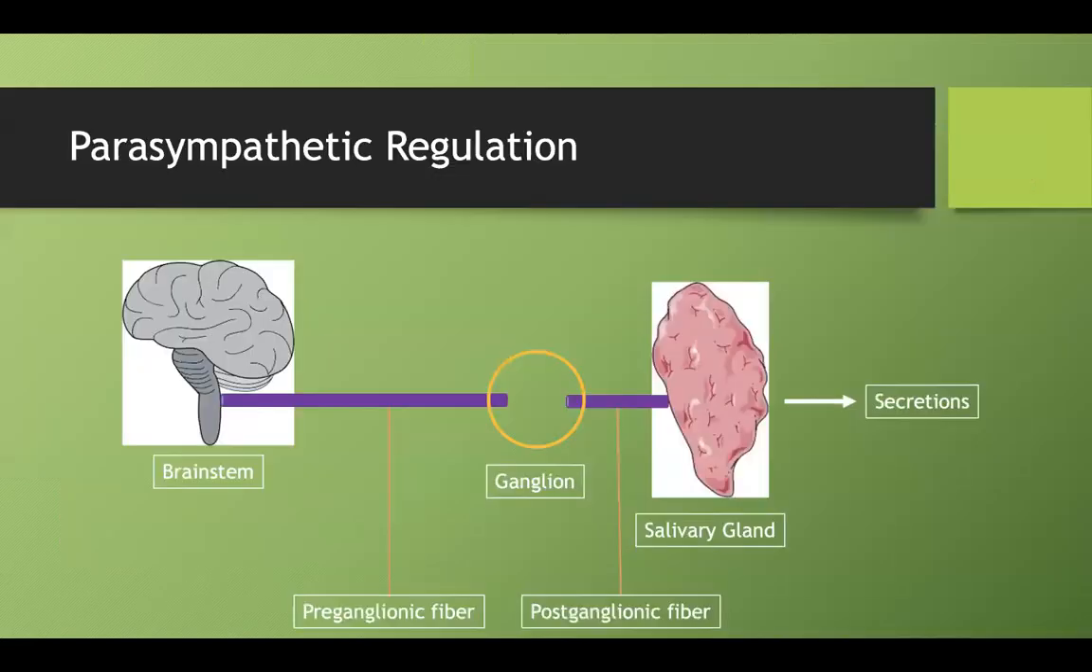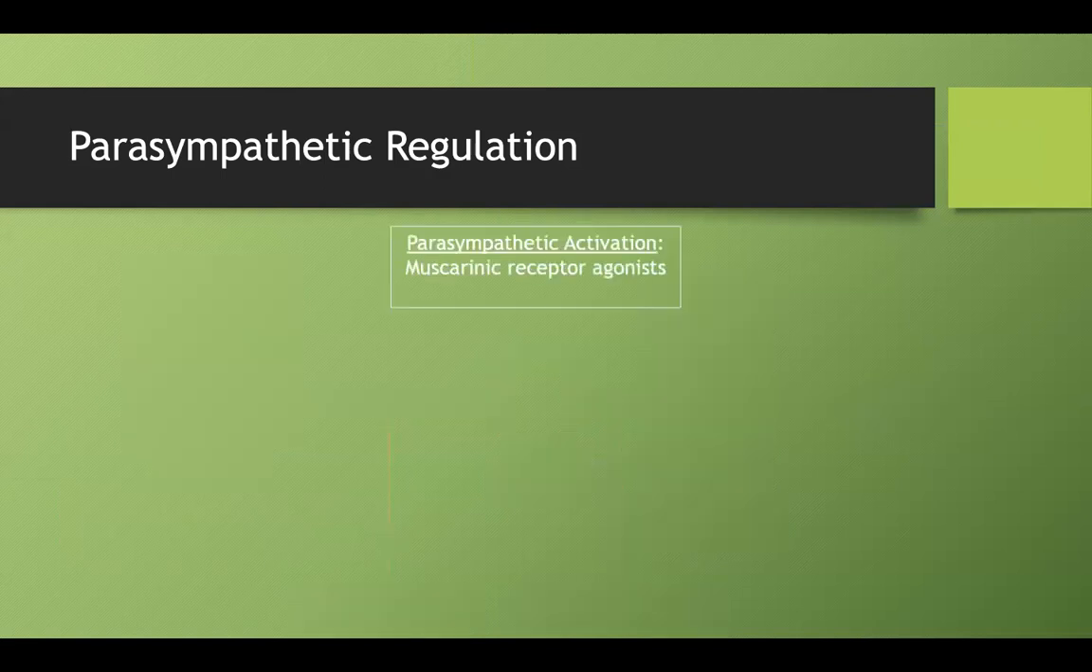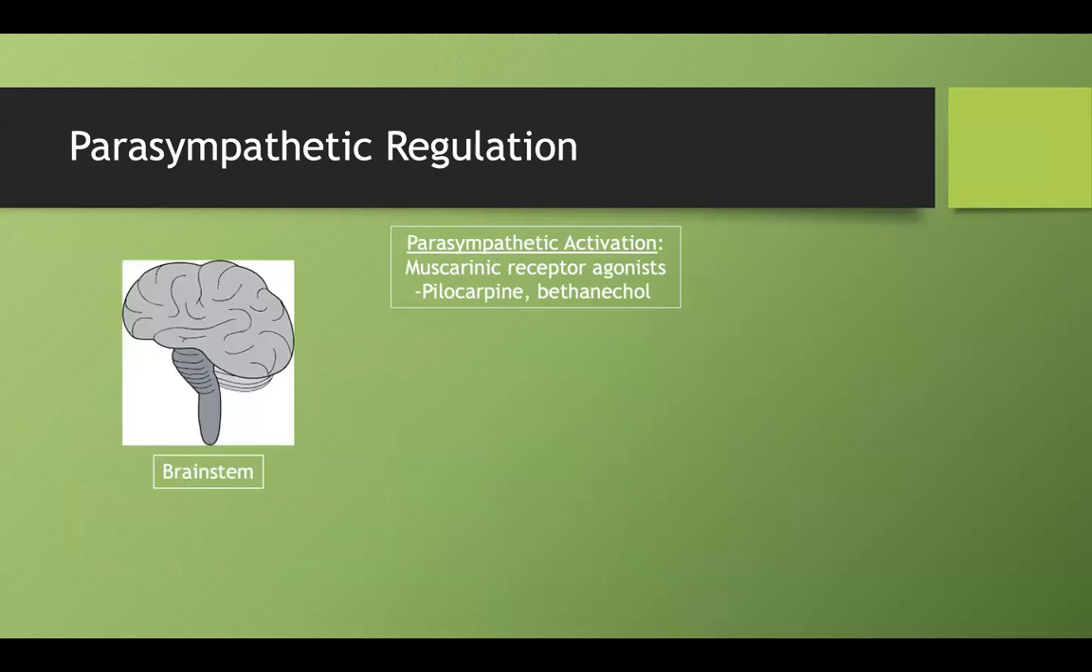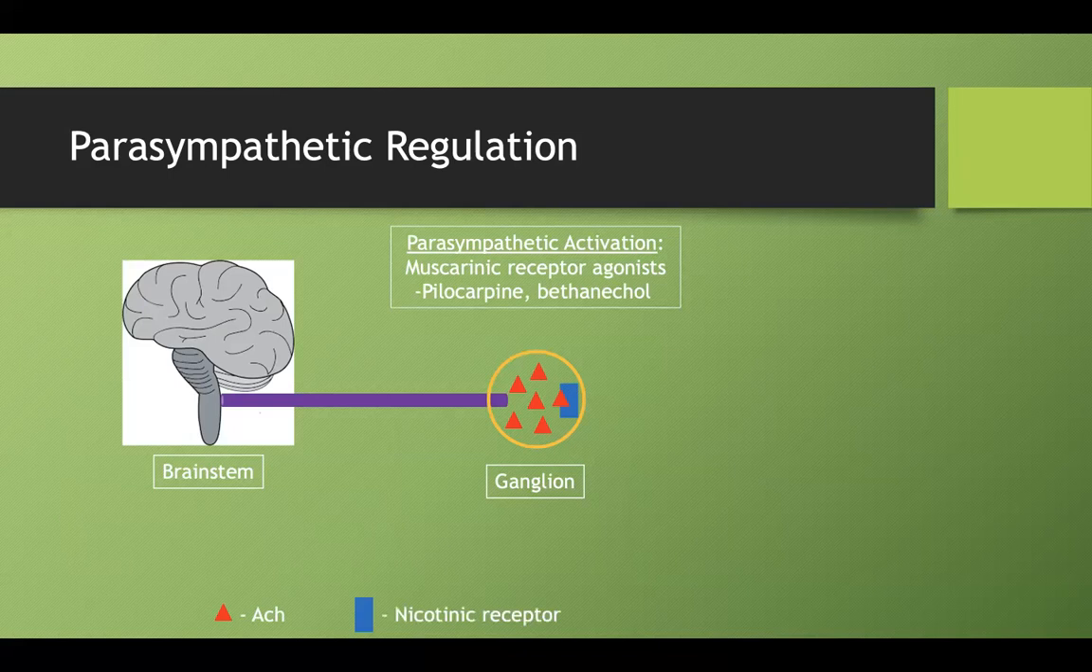So let's go back to our picture. This is our parasympathetic regulation framework that we talked about already. So what exactly happens when we activate it with a muscarinic agonist, for example? We'll have our brainstem. It'll send our signal. That signal will reach a ganglion and acetylcholine is released. That acetylcholine will bind to what's called a nicotinic receptor. And that nicotinic receptor, once it's activated, can send a signal down the postganglionic fiber. At the end of the postganglionic fiber, again, there's a section where acetylcholine is released.